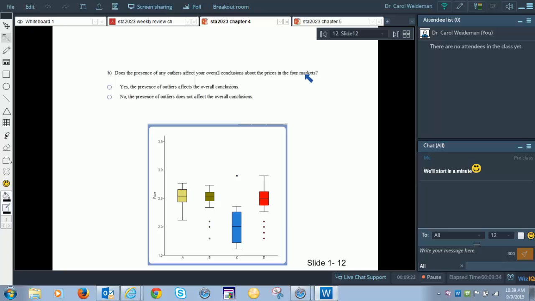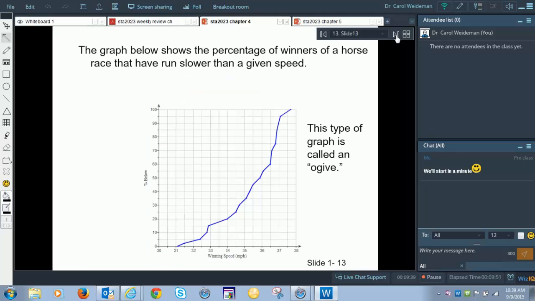Did the presence of outliers affect your overall conclusion about the prices? We didn't really even look at the outliers, did we? I mean, this one does have a high outlier, but really when we were talking about the median or the mean price, we really didn't compare those. So we would say, no, it didn't really affect our overall conclusion. So sometimes even though there's outliers, you still can make conclusions about information.